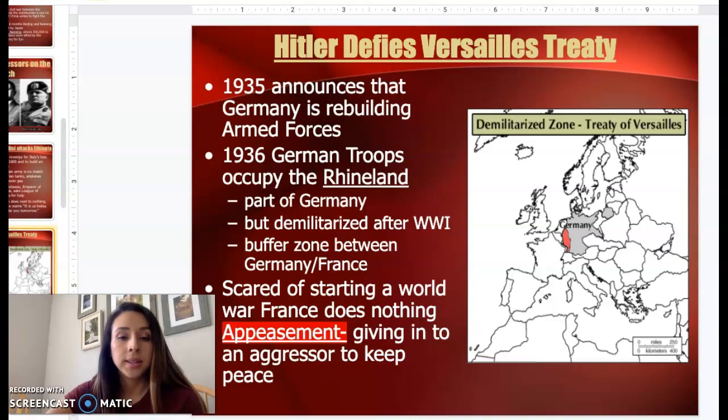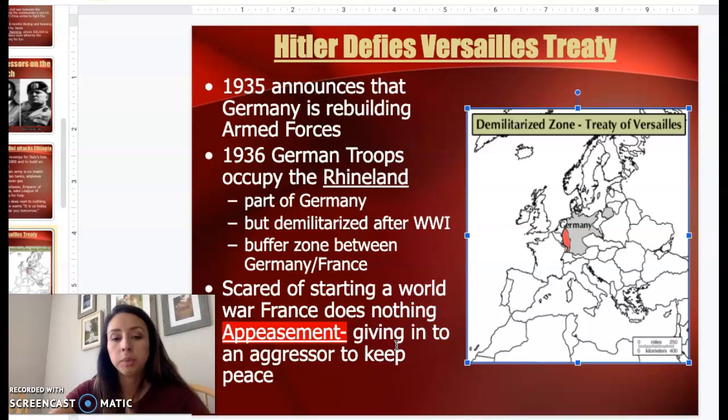In 1936, German troops occupy the Rhineland. The Rhineland is this area that you can see here in kind of pink between Germany and the northern border of France. This was also a term of the Treaty of Versailles, that this area needed to be demilitarized. That means there's no military there.